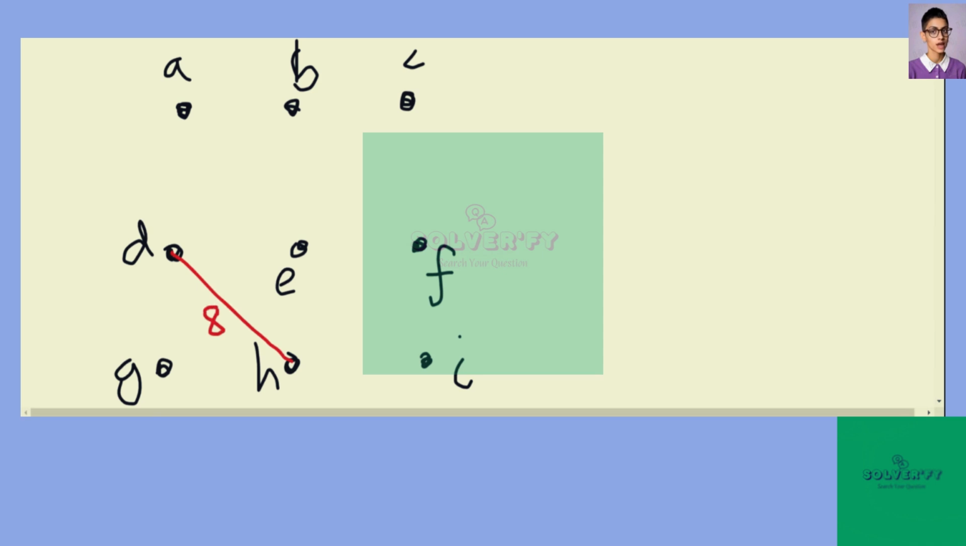In the next step, I'm going to find the edge with the largest weight in the given graph. This is 8, and it occurs between D and H. So I'll add the edge DH.